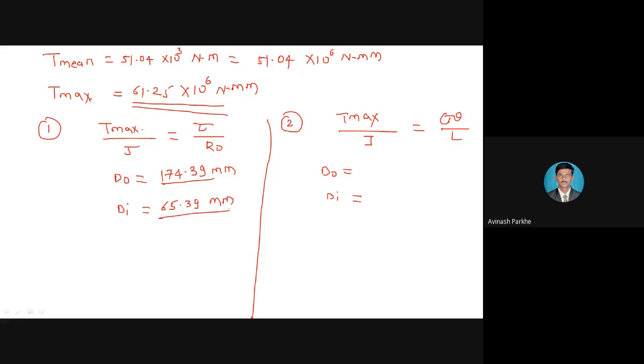Others, please do the calculation here. 255.40, this is not correct. Please check your answer and do the calculations properly. Here the calculation part is very important. By using the shear stress, external diameter is equal to 174.39 and internal diameter is 65.39.